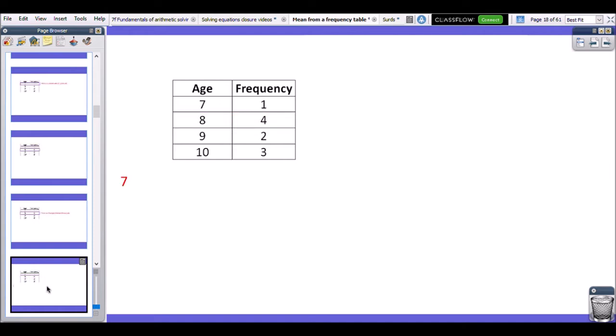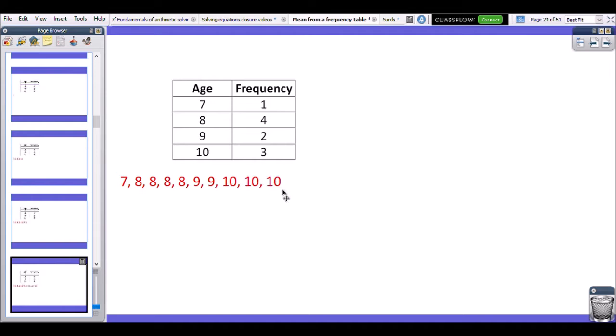But we need to talk about the mean here. For us to calculate the mean, just like before, we had a list of data. So getting a list of data from this table, I have my 1 7-year-old, I have 4 8-year-olds, 2 9-year-olds and 3 10-year-olds.